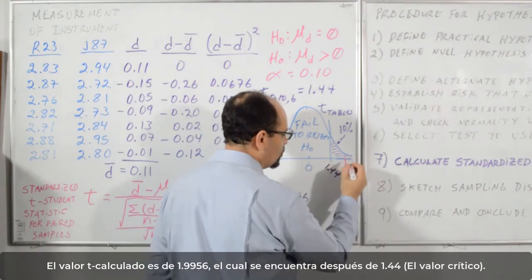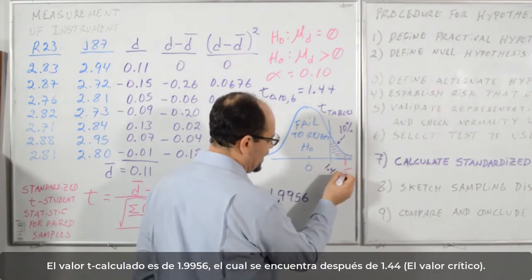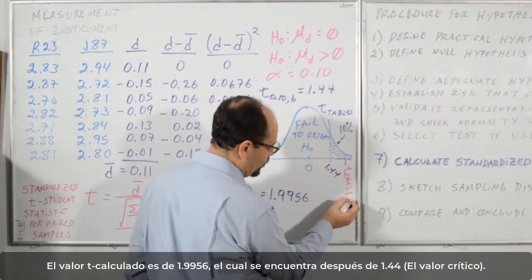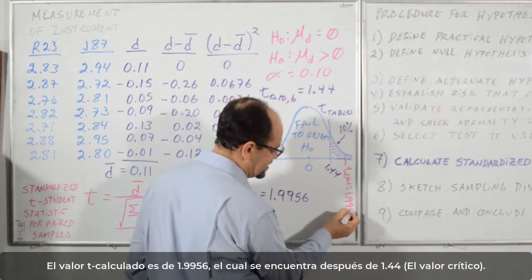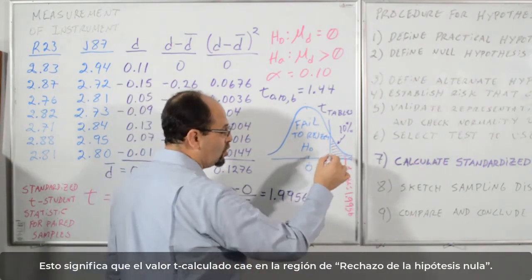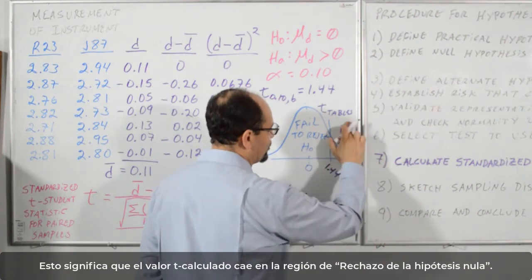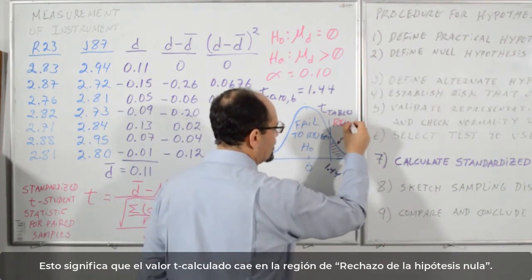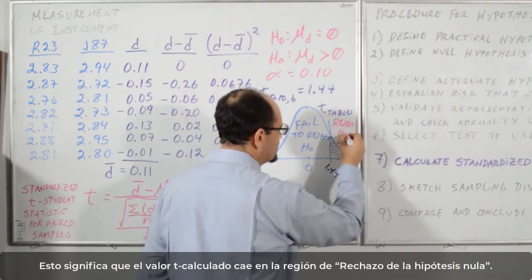Let's say it is somewhere here. Here we have t calculated, which is equal to 1.9956. That means that t calculated is in this region, which is the reject region. This is reject the null hypothesis.